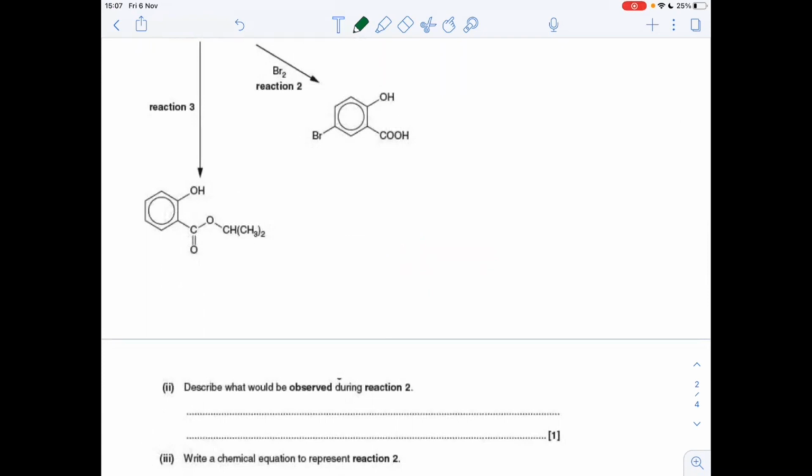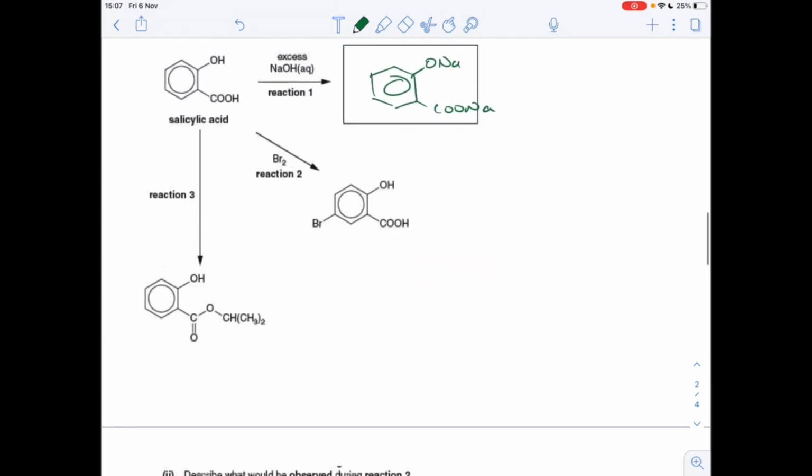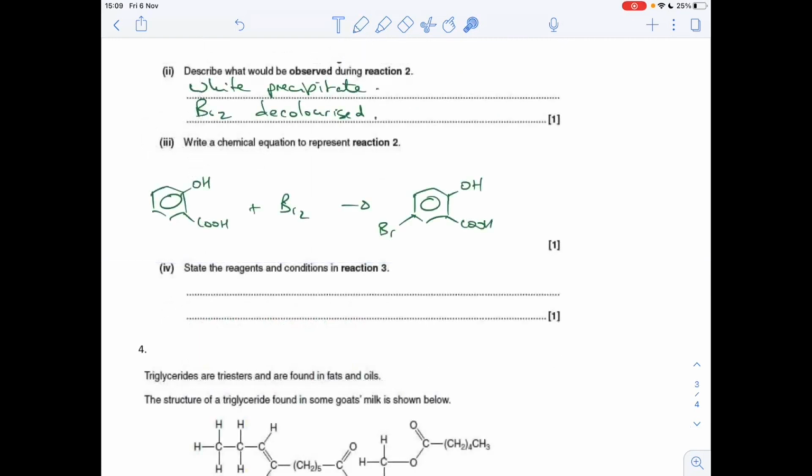Next part of the question, describe what would be observed during reaction 2. So if we just look at reaction 2, we've got salicylic acid reacting with bromine. And you can see the bromine has substituted at this position here, directly opposite the OH group. So if we think about when bromine reacts with phenol, what do we get? Well, we observe a white precipitate and the decolorization of bromine. So we're going to get the same here. So the equation for that reaction, obviously that's the product that we've been given. So what's happened? The hydrogen that is here has been substituted for this bromine. So we're also going to make a mole of HBr.